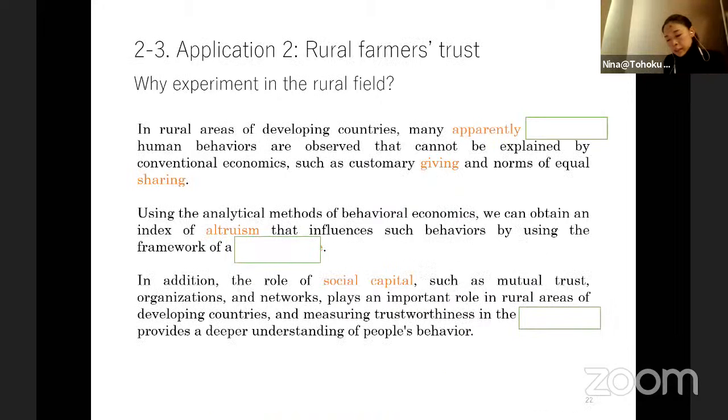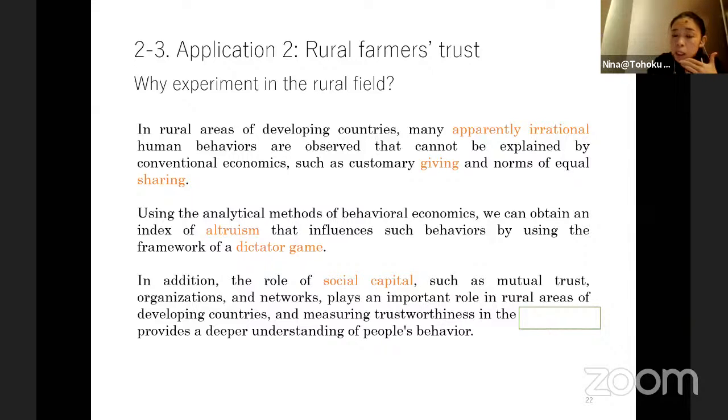Okay, so now I'd like to continue to the rural farmers application. Why do we do experiments in the field? Because in rural areas of developing countries, many apparently irrational human behaviors are observed that cannot be explained by conventional economics. For example, customary giving or sharing norms. So some of them feel they have to share. And using the analytical method of behavioral economics, we can obtain an index of altruism. This is already explained.